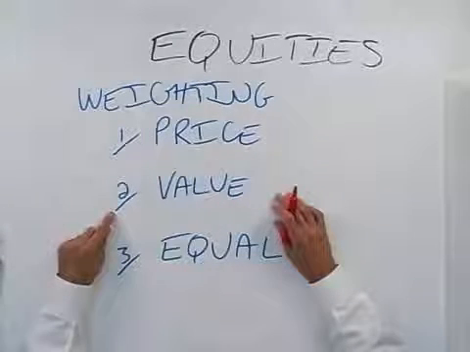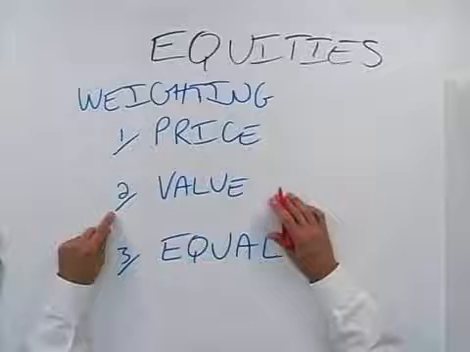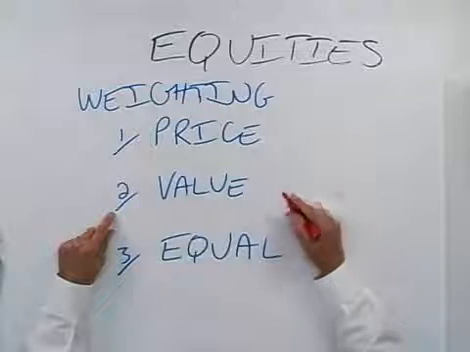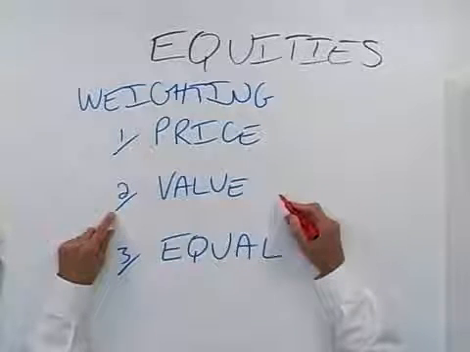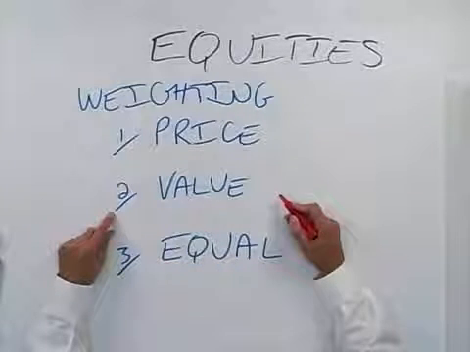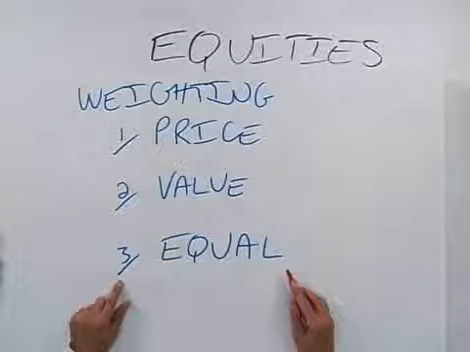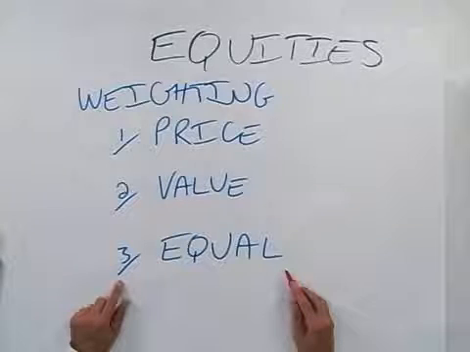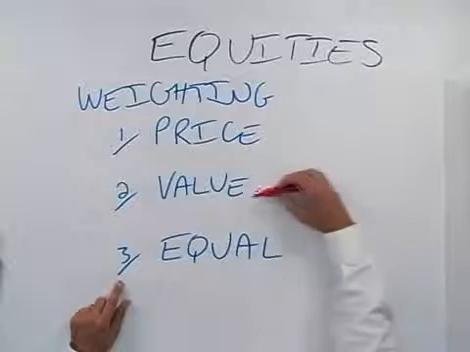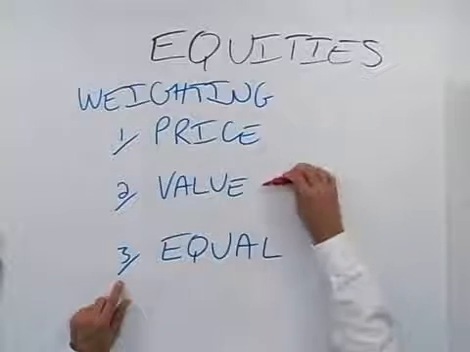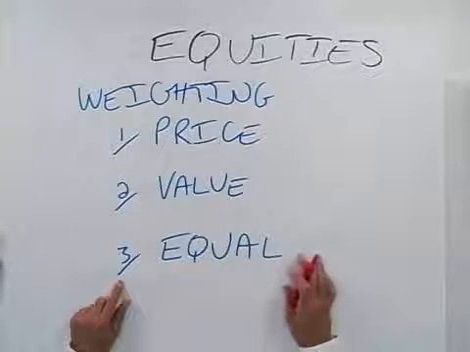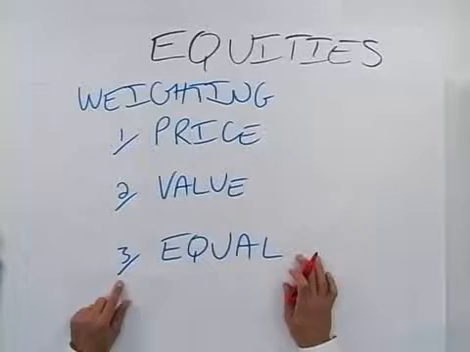You have value, which is really going to be based on the market capitalization of the underlying stock times the outstanding shares, and that creates the value or the market capitalization of the stock, and that's what we talk about in value. And then you have equal weighting. Equal weighting is really just the same dollar of value invested in each one of the shares regardless of the market value or the price. We just take the underlying shares and we place an equal value into each one of the stocks.